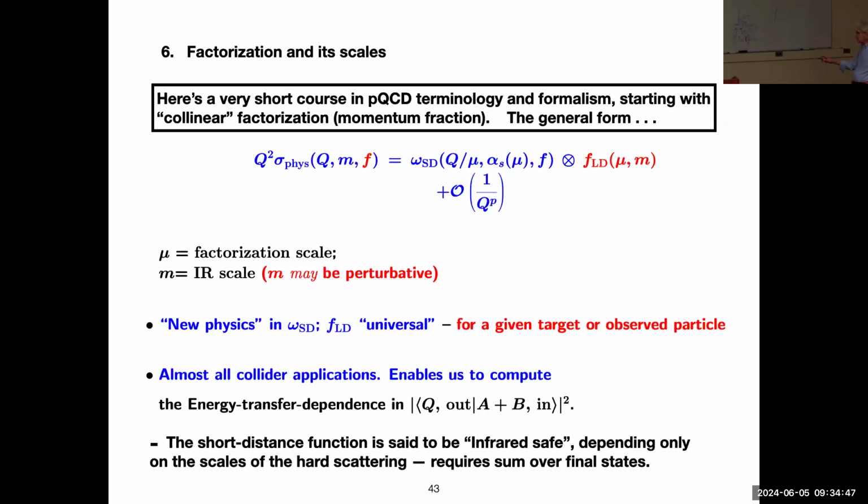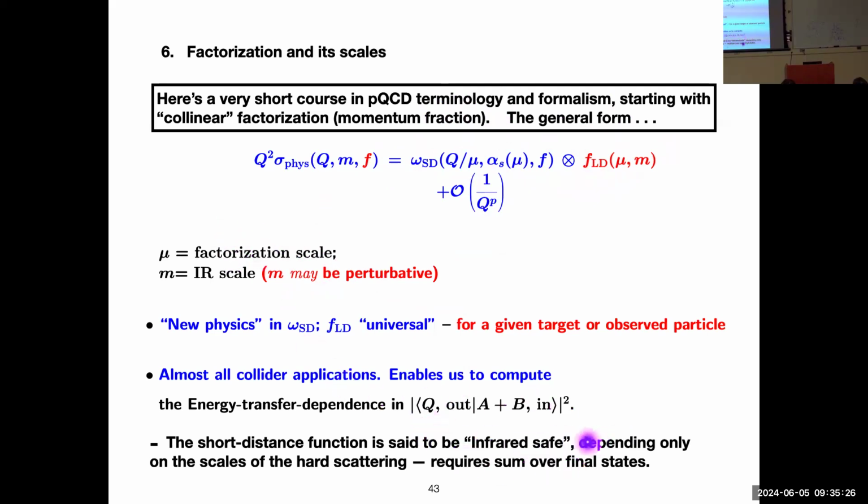So I wanted just a terminology which you may come across over time. This short distance function here, omega SD, is said to be infrared safe, and that's this F here. It depends only on the scales of the hard scatter. The fact that the M, the infrared scales, are all in the long distance part and not in the short distance part, up to corrections that decrease as powers of the momentum transfer. That's the technical aspect that we use in factorization. And so it's here implicitly in the formula, but I wanted to emphasize it.